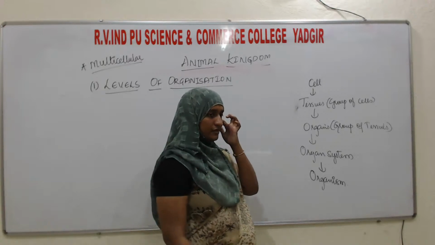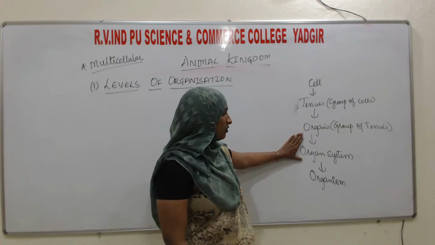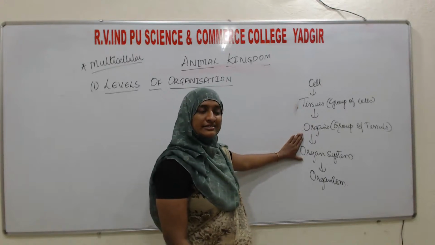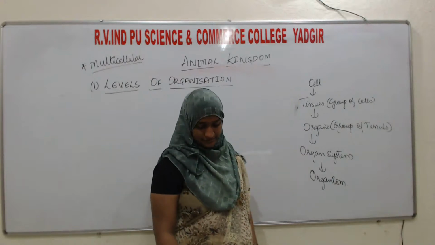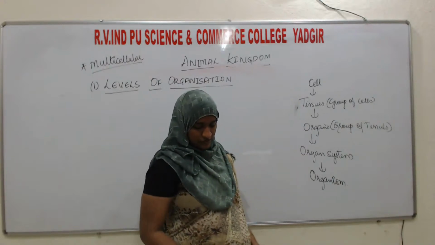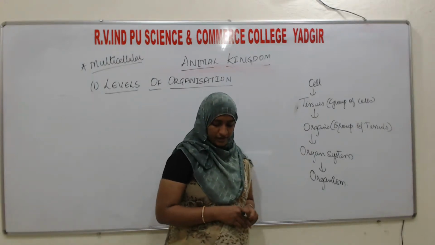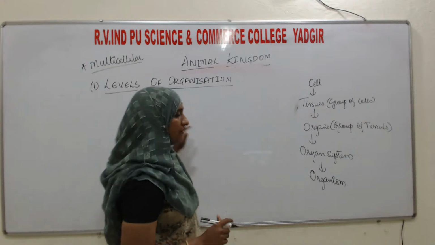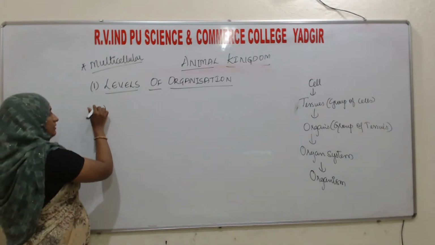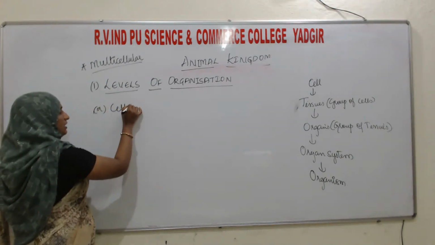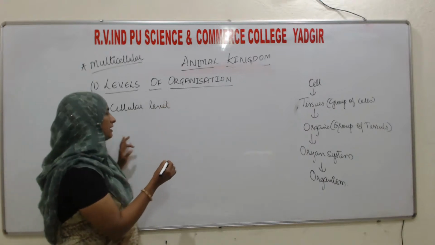A group of cells makes tissues, a group of tissues makes an organ, a group of organs makes an organ system, and that organ system makes a particular organism. Now, in the levels of organization, the first level is the cellular level of organization.